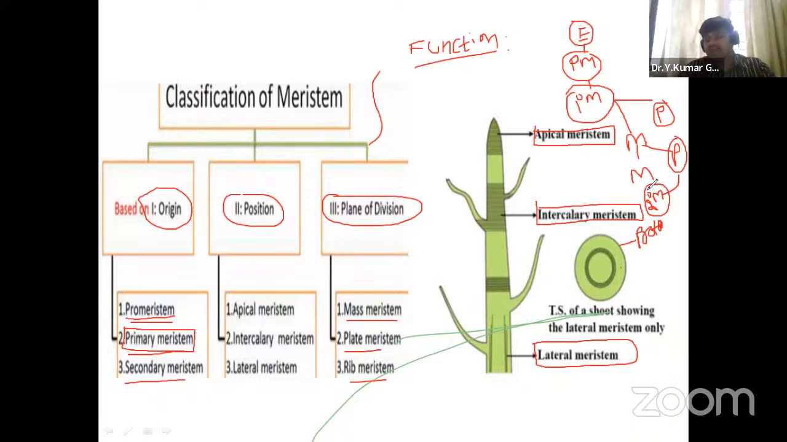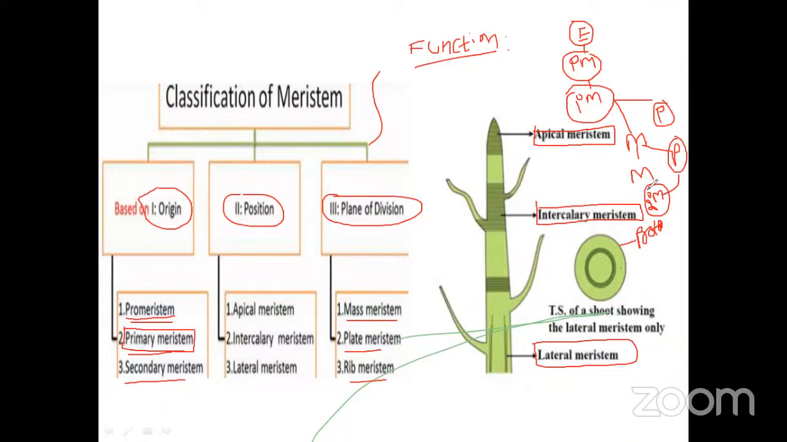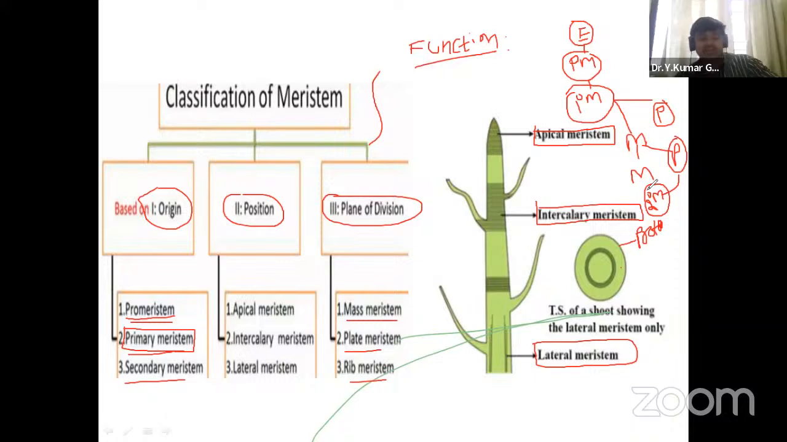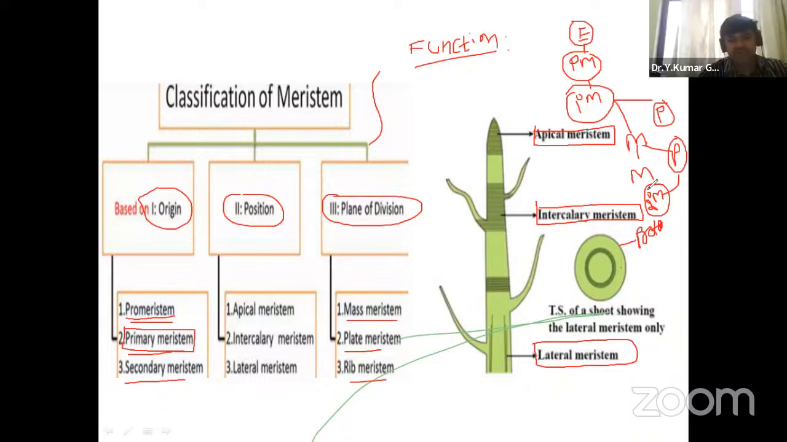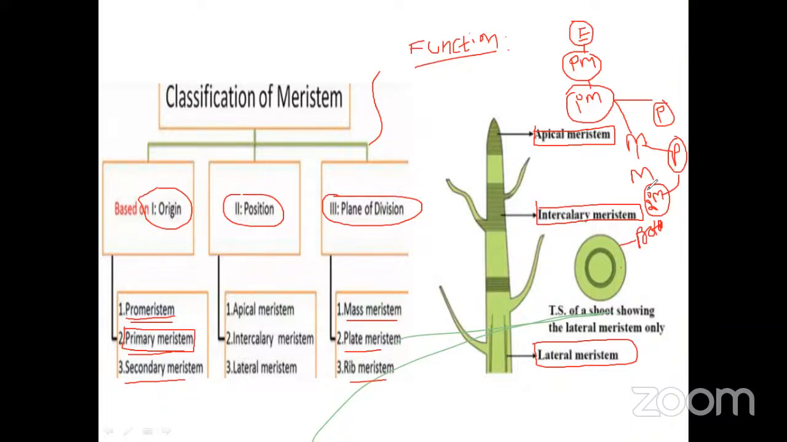But what is the previous cell? The primary meristem. Right, primary meristem, but of course, it is indirectly the embryonic cell. Is it correct or not? Yes, sir. That much I want. Clear about the origin? Yes, sir.